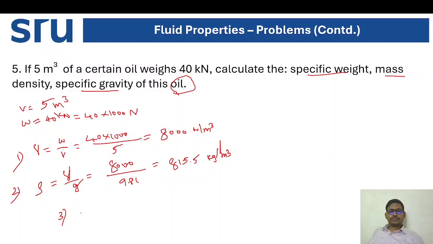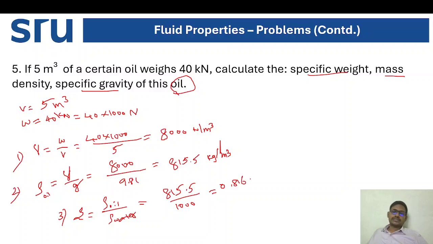So the third one, specific gravity, is indicated by S. It is density of oil by density of water. Always try to remember it: water means the reference. So density of oil, just now we have calculated, is 815.5, and it is divided by density of water, which is 1000. That is equal to 0.816. There are no units for this. Try to remember, units are not required for this concept.